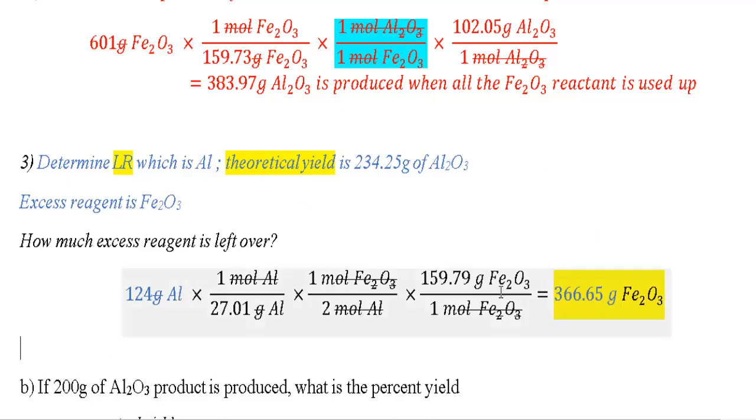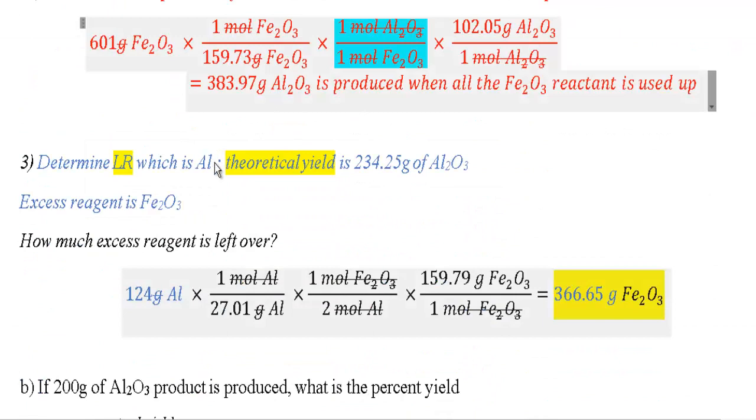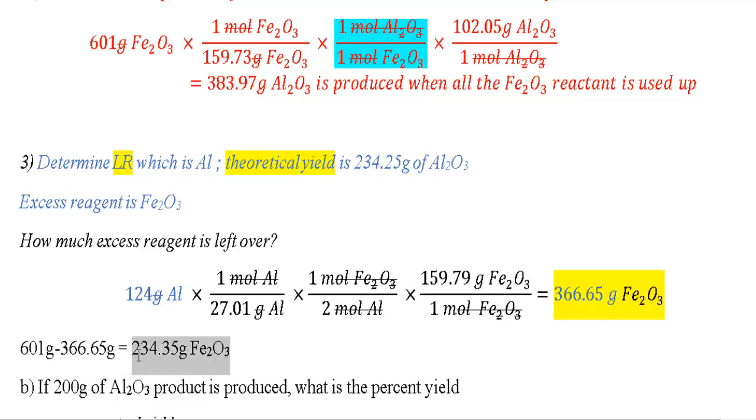So how much is left over? How much did we start off with here? 601 grams of Fe2O3. And this is the amount that reacts with your limiting reagent. After that, everything else is excess. So the excess left over is 601 minus 366.6, and I'm getting about 234.35 grams. So that is the excess that's left over.